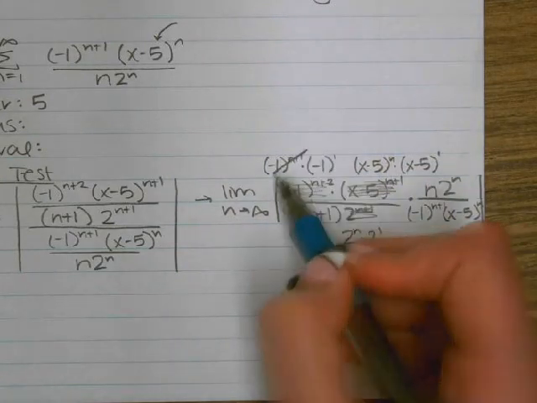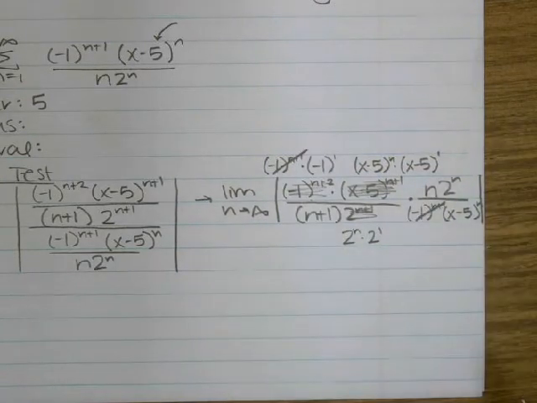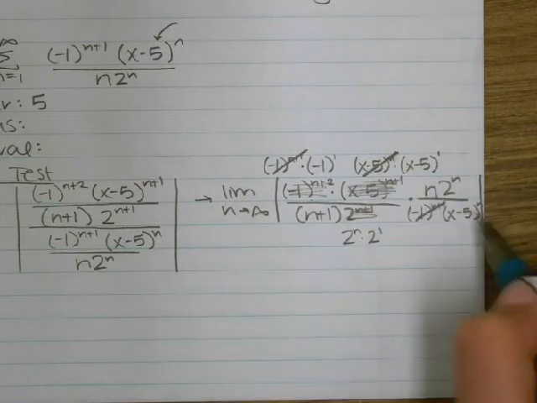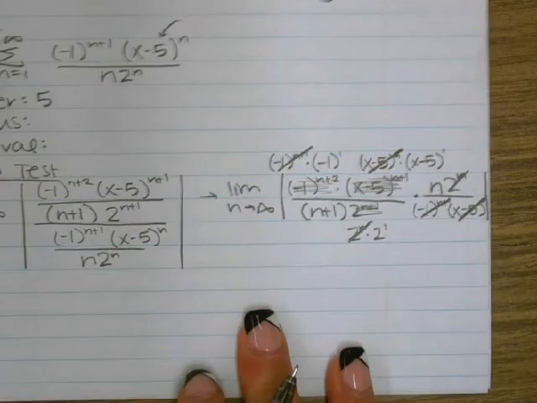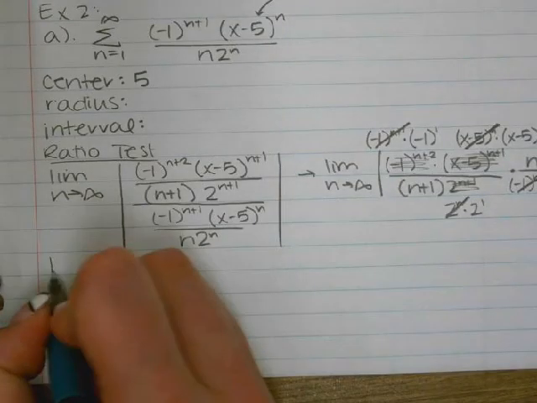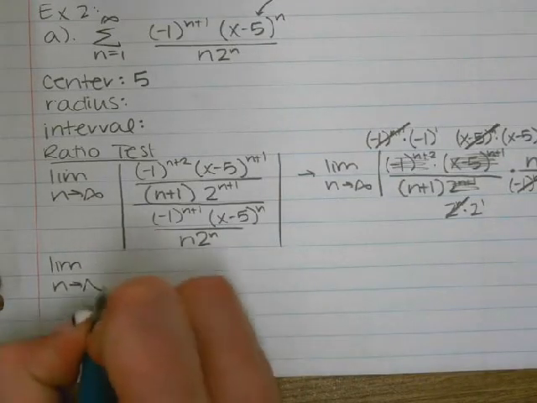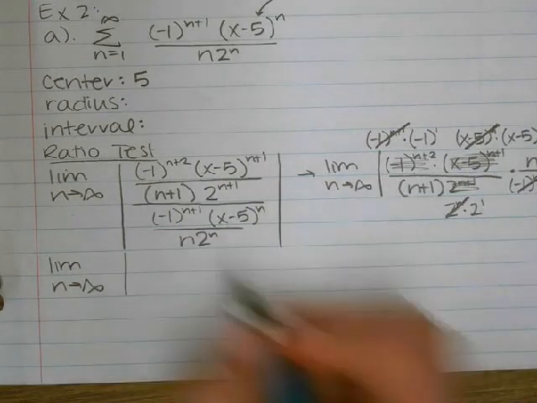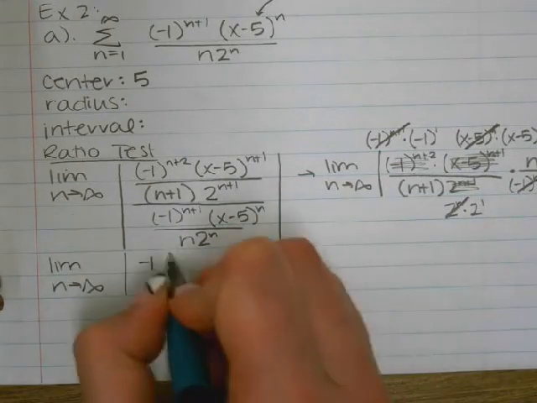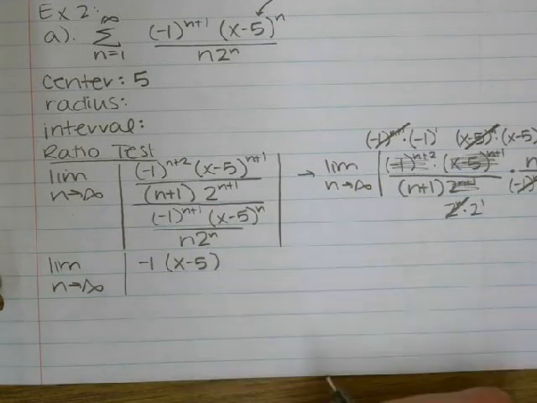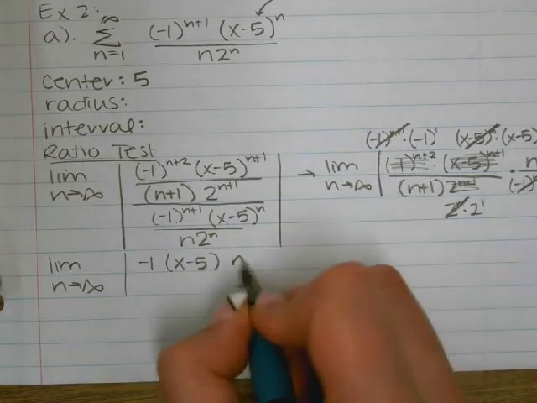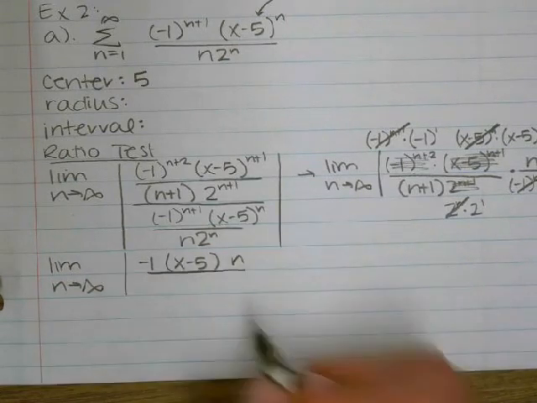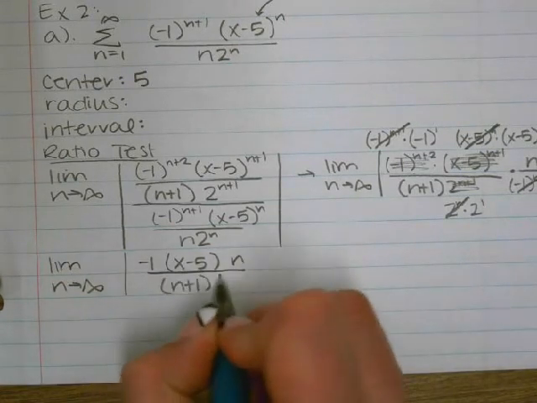So -1 to the n plus 1, x minus 5 to the n, 2 to the n, and then we'll go ahead and write our leftovers. So we're going to do the limit as n goes to infinity of, I have a -1 left on top and an x minus 5. And I also had an n on the top. And then on the bottom, I have an n plus 1 and a 2.